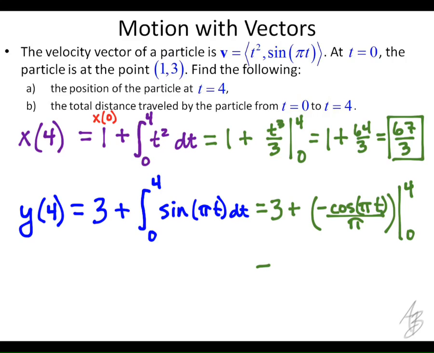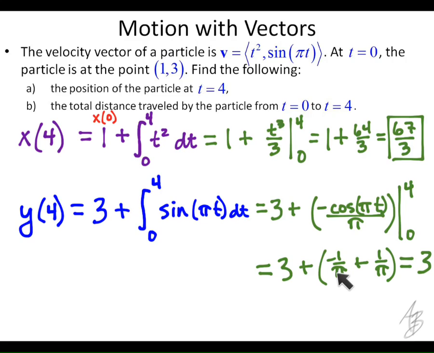So I put 4 in for t. What is the cosine of 4 pi? 1. So I'm going to get negative 1 over pi plus, what's the cosine of 0? And so what do I end up with? 0, right? Well, is it 0? 3. Yeah, it's going to be the 3.